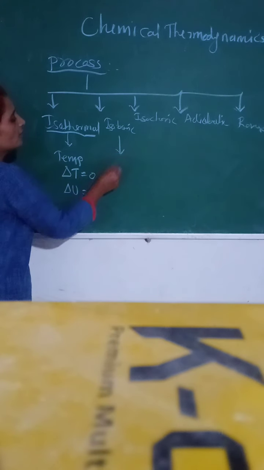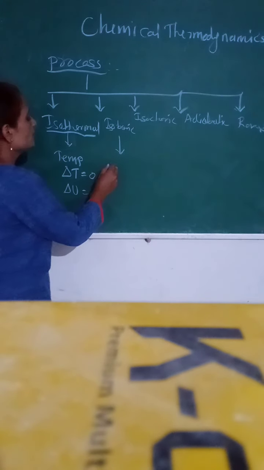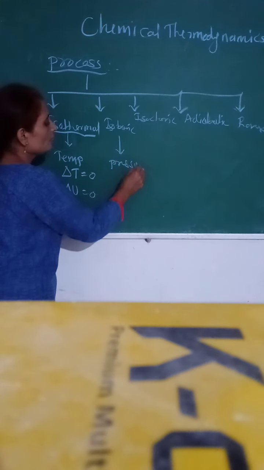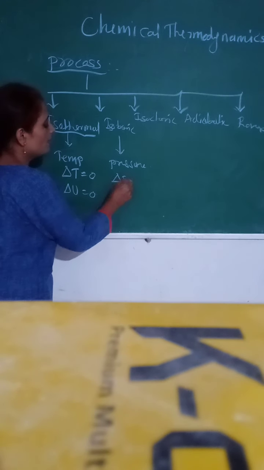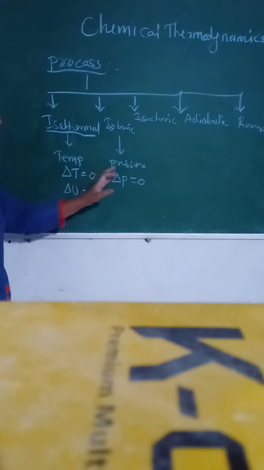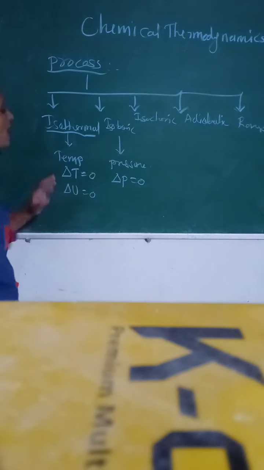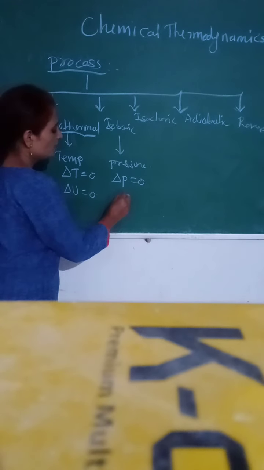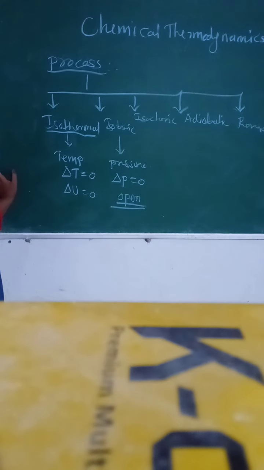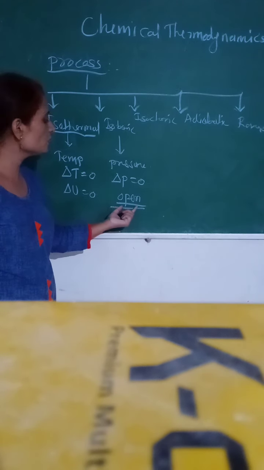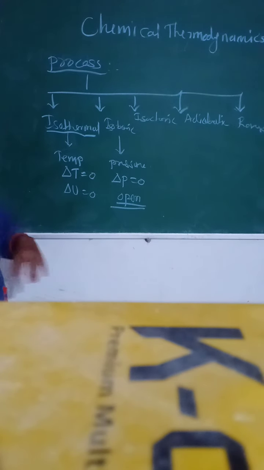Then isobaric. Baric, as in barometer, relates to the pressure instrument. The pressure of the system remains constant, that is, delta P is equal to 0. Throughout the process the pressure is constant, which is called isobaric. The experiment is carried out in an open container. If delta P is equal to 0, the pressure of the system remains constant throughout the transformation.